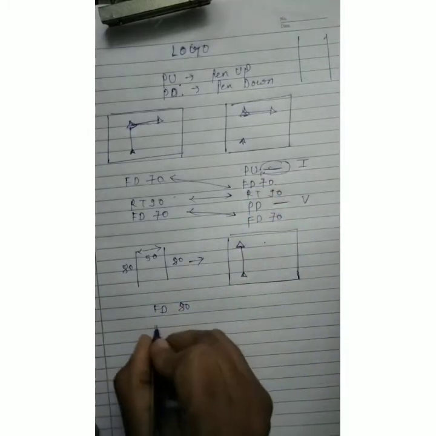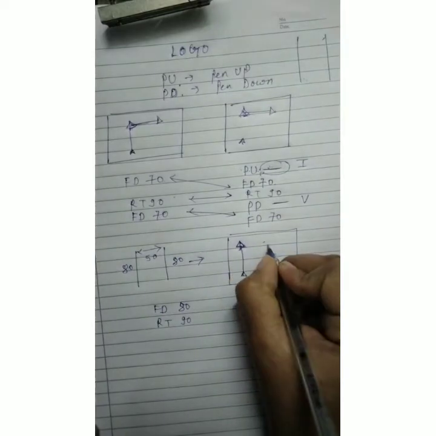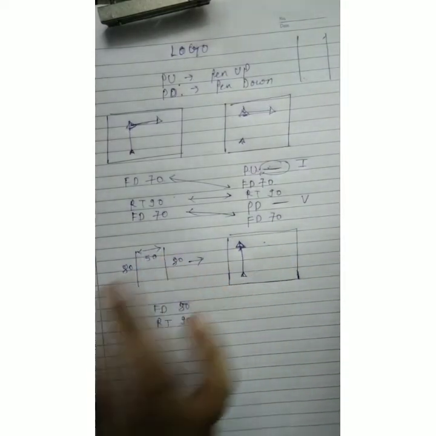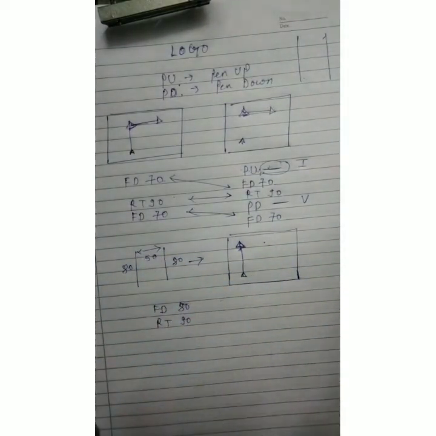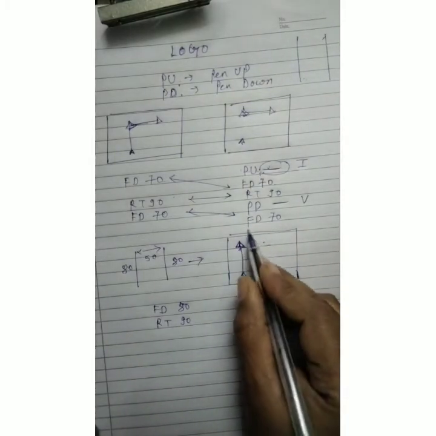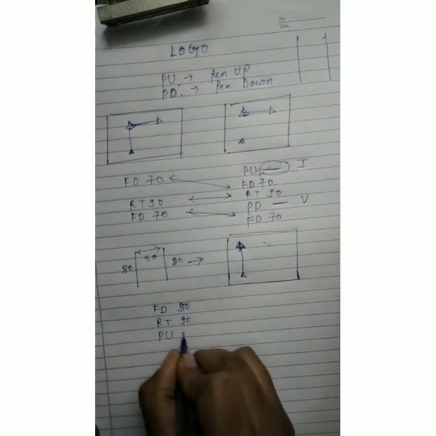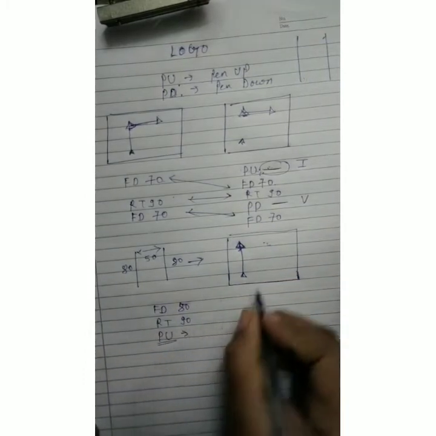Now to take a right turn, RT90. Fine. Now I don't want to make any line. I want to move only, means I want to jump. I want to give a command to the turtle for a jump. So I'll write pen up for invisible line. Okay. Pen up for invisible line.